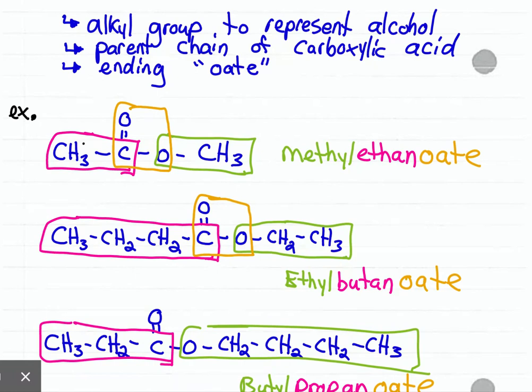An ester looks very similar to an ether, but they're named very differently. The ester has that double bonded oxygen, so that's how you can tell the difference. The ester is just carbon chain, oxygen, carbon chain, and the ether is carbon chain, oxygen, carbon chain, but the ester has the double bonded oxygen.